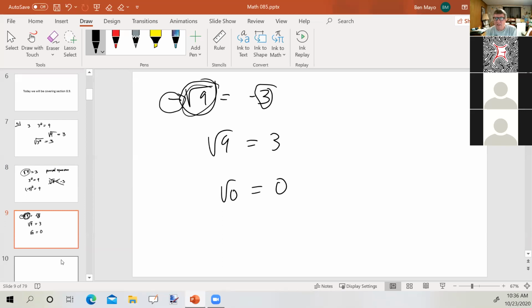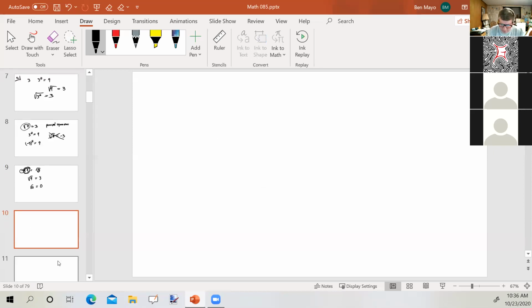In fact, let's say an even root of a number can't be negative. And we'll come back to that in a minute. I kind of want to build to that idea, but let's see, what did I want to do? Oh, yes. Okay. So the square root of 9 is 3.